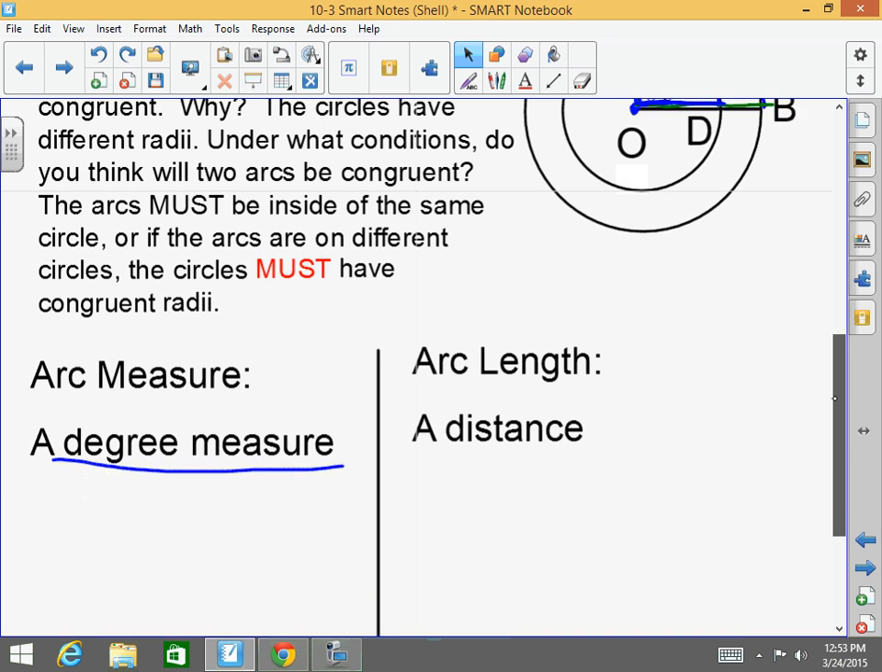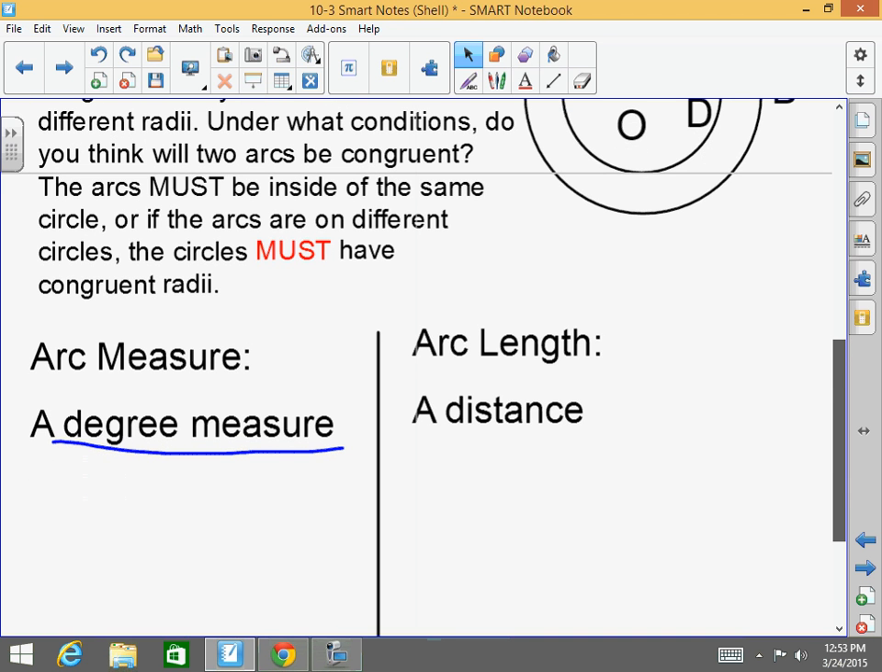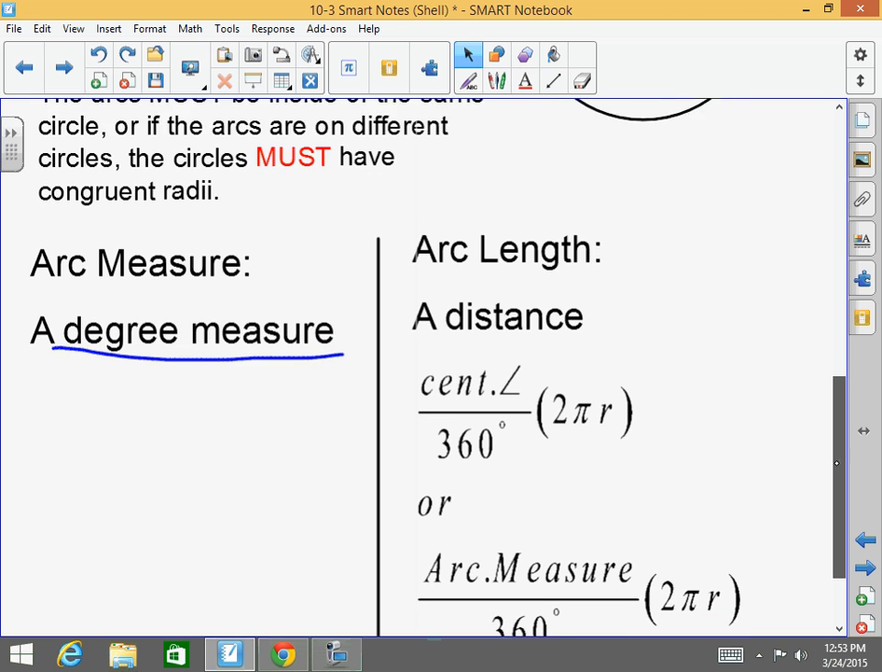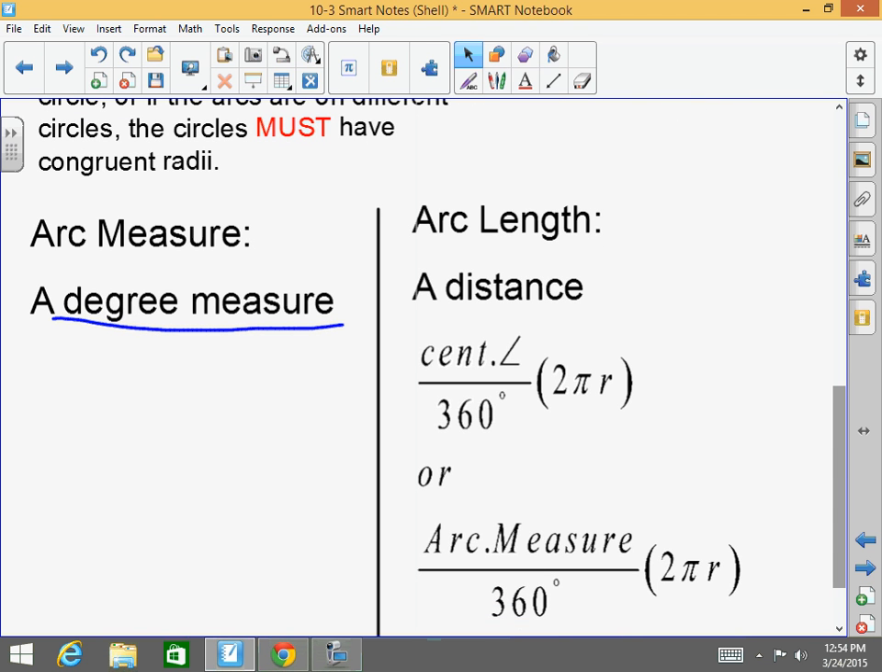But this is a very important formula. You're going to use it a lot throughout math. To find the distance, or the arc length, it's a very simple formula. It's the central angle over 360 times 2 pi r, which is the circumference. Or the arc measure divided by 360 times 2 pi r.